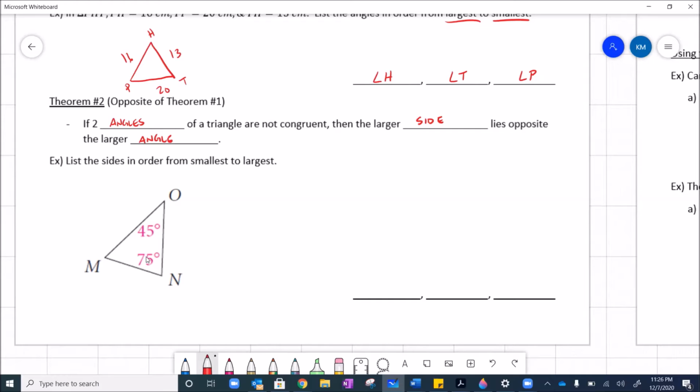We have 45 and 75. They've only given us two angles, but like we said earlier, the angles of a triangle have to add up to 180 degrees. These two together give us 120, so angle M must be 60 degrees. Now we can list these from smallest to largest. Our smallest side must be opposite our smallest angle. Our smallest angle is 45, and its corresponding side is MN. Our next smallest angle is 60, and its corresponding side is ON. And then the last one, MO.